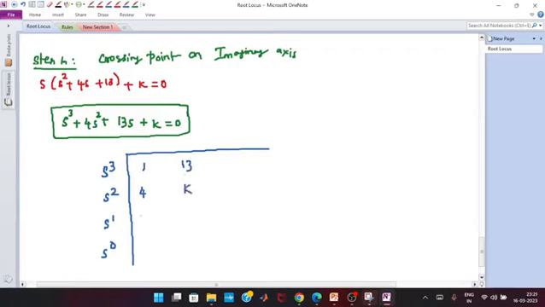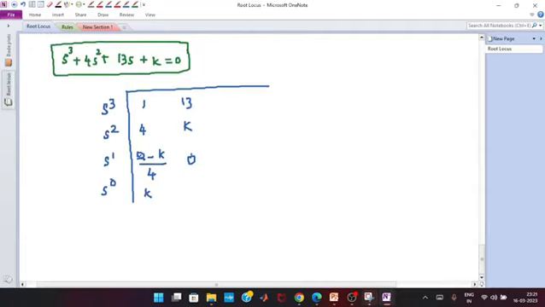I have written the zigzag pattern. Now if you want to find this one, what is the value? 13 into 4 is 52, minus k, divided by 4. Here the value could be 0. What about this one? You multiply this by this, minus this into this, and divide by this. The answer could be k. Now out of this, we have to find out at which place the system should be marginally stable.